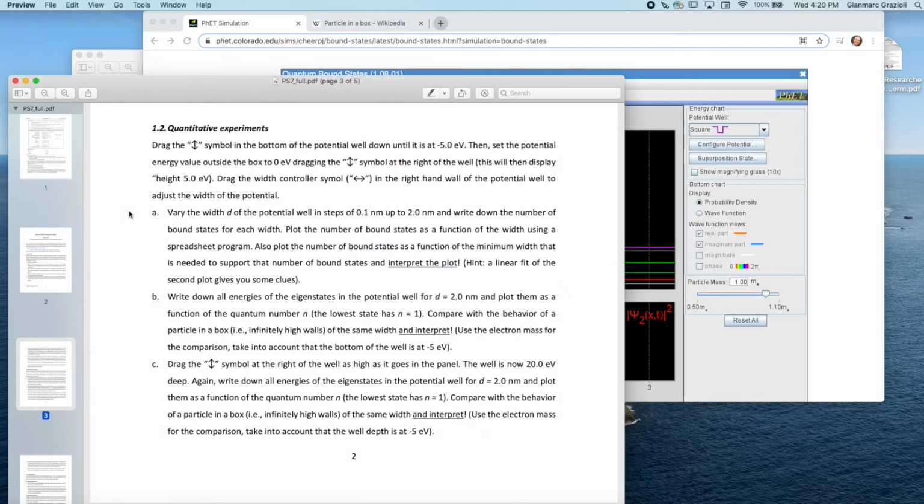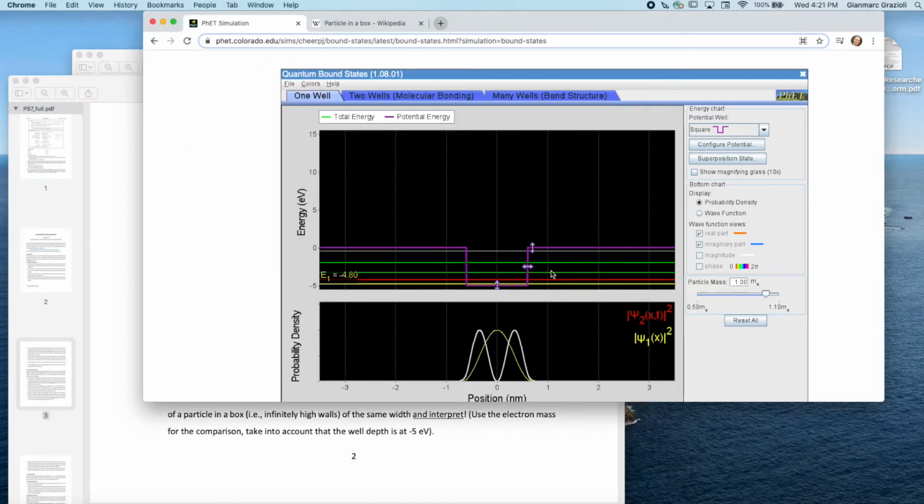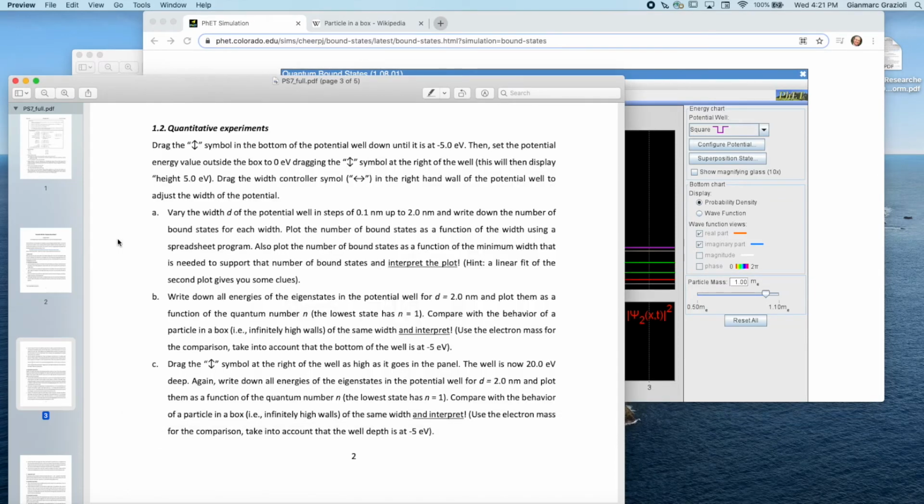And now you have to interpret that. So they say the hint is to do a linear fit here for the number of states versus the width of the box. So do a linear fit, that's your hint. And then use that second plot and try to interpret it.